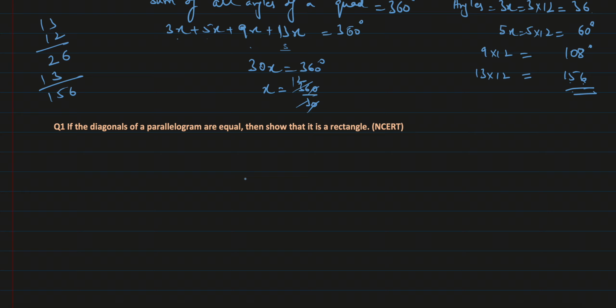It says that if the diagonals of a parallelogram are equal, prove that it's a rectangle. Now you should remember the property of a parallelogram and rectangle to prove it. How do you prove that a parallelogram is a rectangle? Same properties, opposite sides equal, opposite sides parallel. The difference is the diagonals were not equal in a parallelogram, but here it is given they are equal.